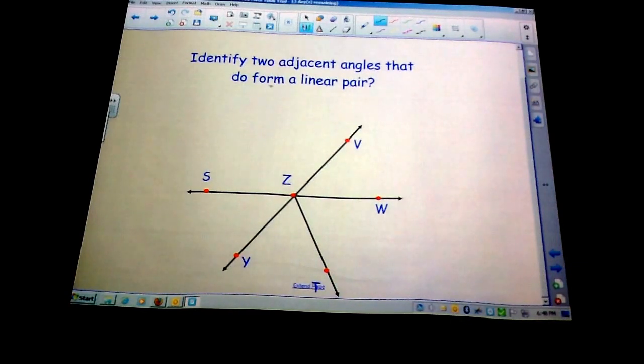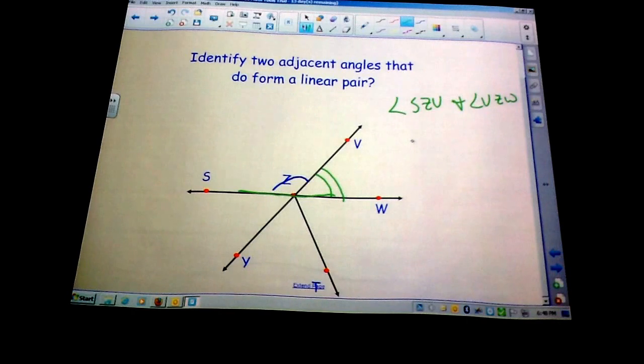Alright, so now we're going to identify two adjacent angles that do form a linear pair. I think we named one on the last slide, but if I added this angle with this angle, notice that it forms this straight line across here. So I would list angle SZV and angle VZW as a linear pair.